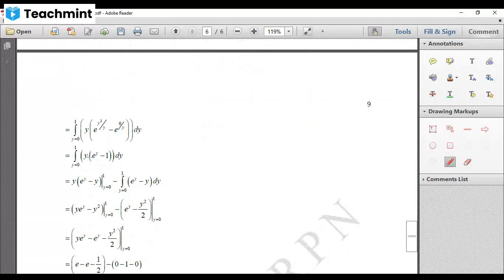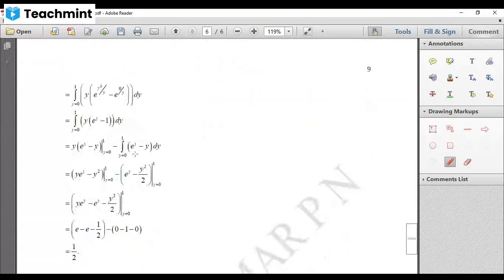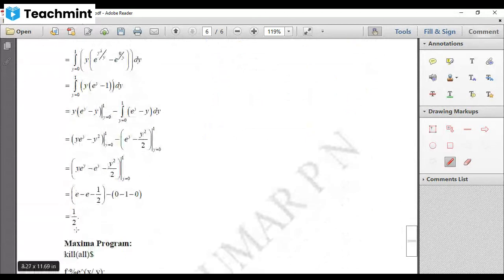Keep the first function as it is. Integrate this. e to the power of y integration is e to the power of y, minus the integration of 1, which is y. The limit is from 0 to 1, minus this integrated answer, e to the power of y minus y, into the derivative of y, which is 1. Now again integrate this. So you will get this much. Simplify that, you will get this much answer.